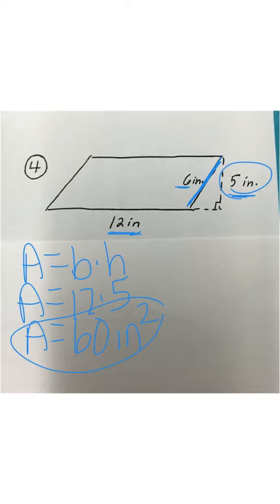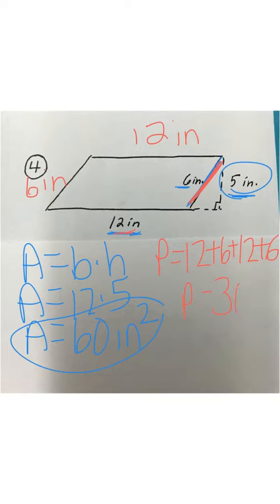For perimeter, we know that the bottom is the same as the top, so 12 inches, and the right side, 6 inches, is the same as the left side, 6 inches. So for perimeter, you just add them all together. 12 plus 6 plus 12 plus 6. And you will get that the perimeter is 36, and the unit is inches.